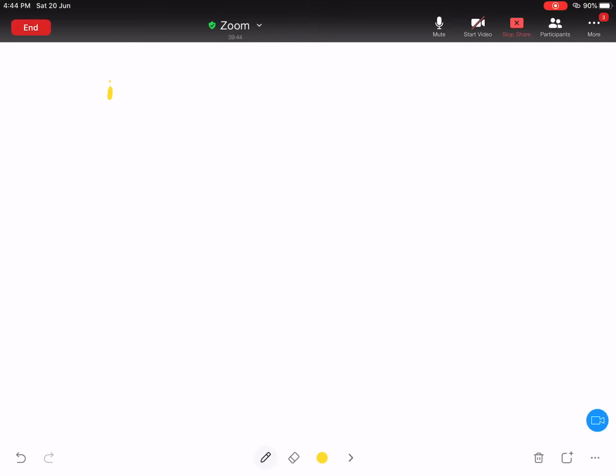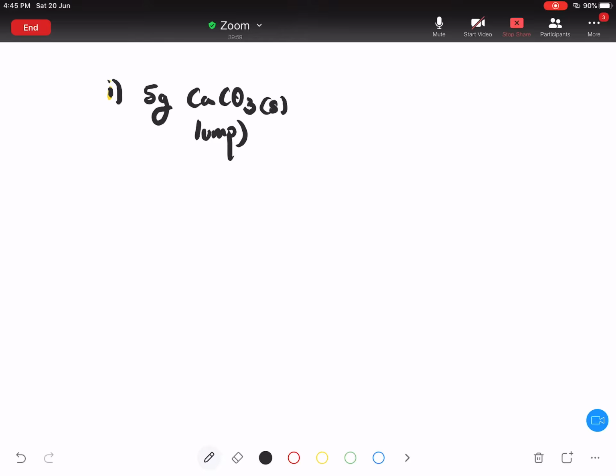Sekarang ni guys, saya nak kamu lukis untuk yang ini. Okay. 5 gram calcium carbonate solid. Lump ya, lump. Okay, ketulan. Plus with reacted with 0.5 molar 50 cm cubic HCl.